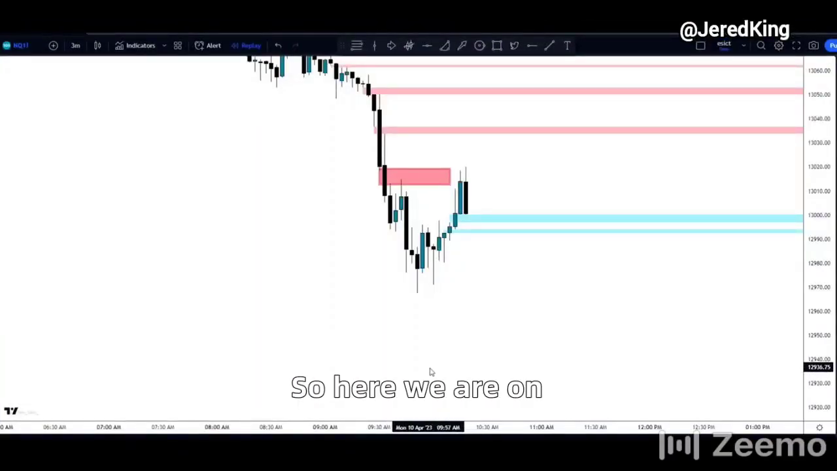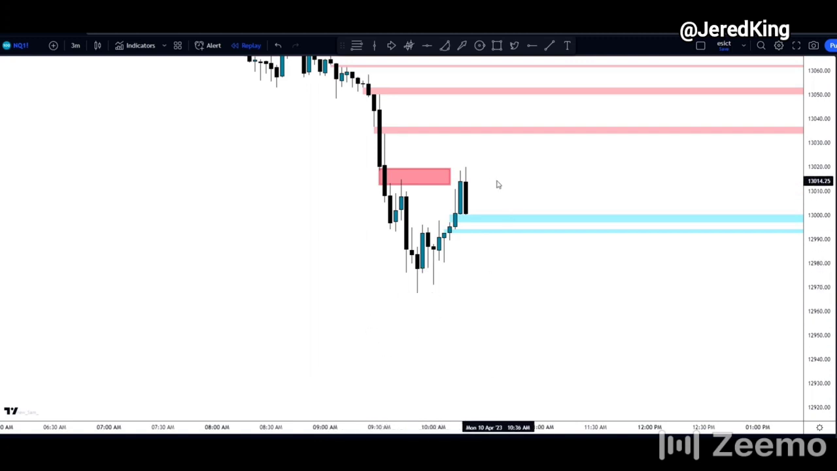So here we are on NQ on a 3-minute chart. I'm going to break down my strategy combining the IT market structure shift with the ITOB, and I'm going to break that down to you guys. This strategy I've been absolutely killing it with, so let's get into it. This is Monday the 10th, right after the New York opening, coming into 10 o'clock.